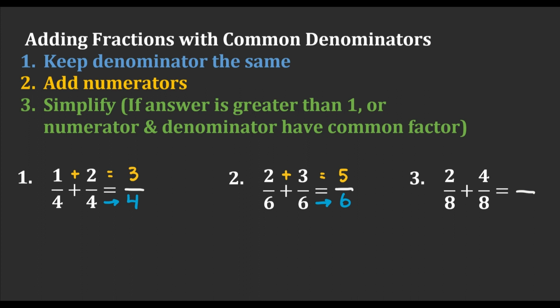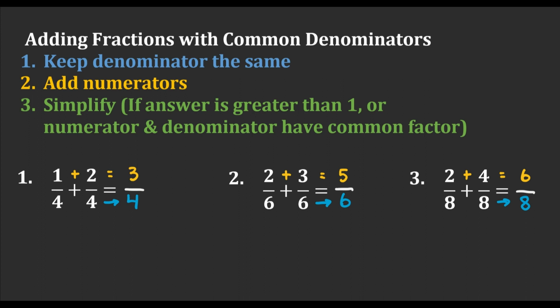And let's look at question number 3. 2/8 plus 4/8 equals blank. Once again, we have 8s in each of our denominators, so they are common. And so we can go down our checklist with the first thing being to keep that denominator the same. The second thing we do is add our numerators. 2 plus 4 equals 6.